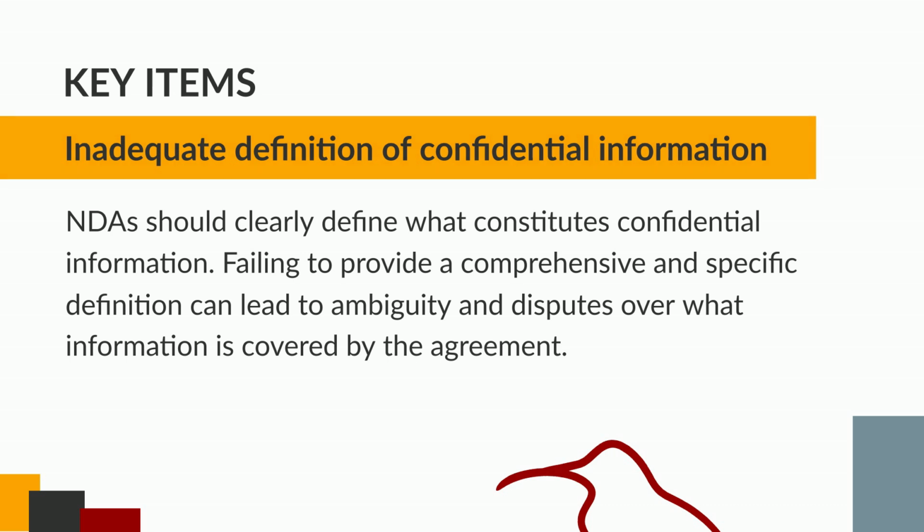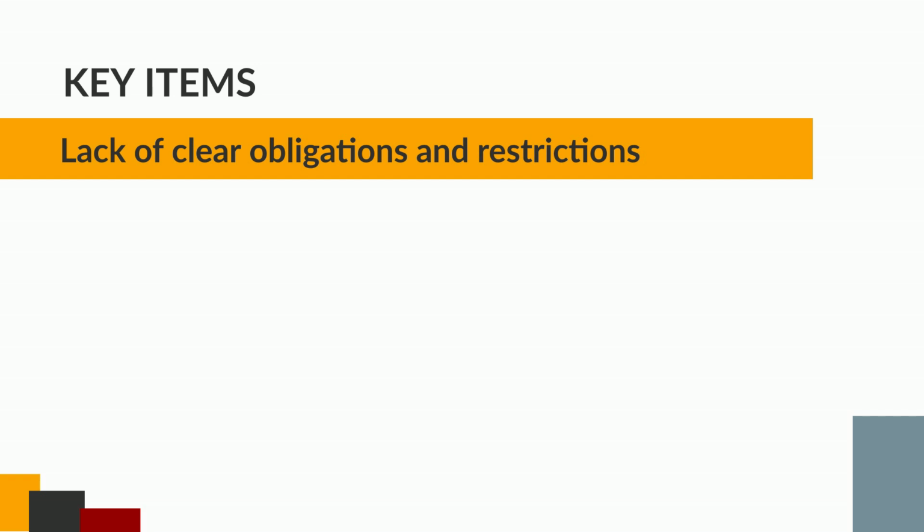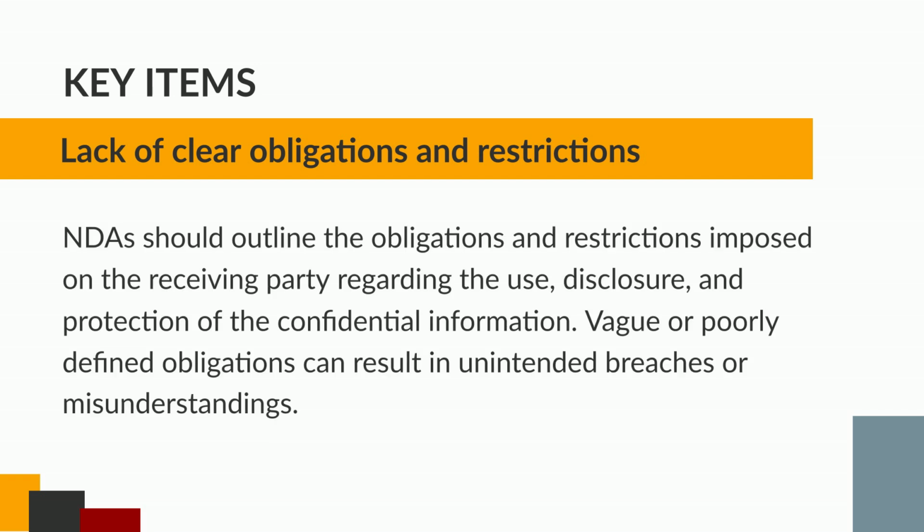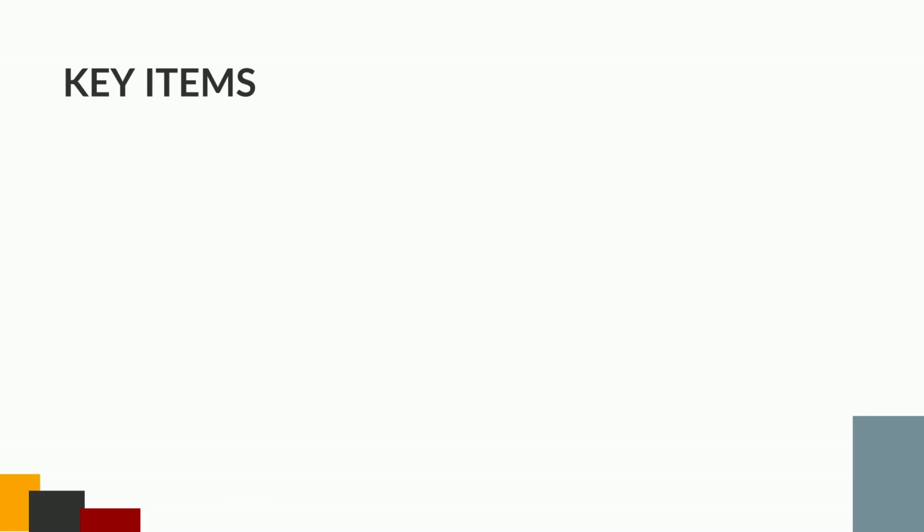Lack of clear obligations and restrictions. NDAs should outline the obligations and restrictions imposed on the receiving party regarding the use, disclosure, and protection of the confidential information. Vague or poorly defined obligations can result in unintended breaches or misunderstandings.